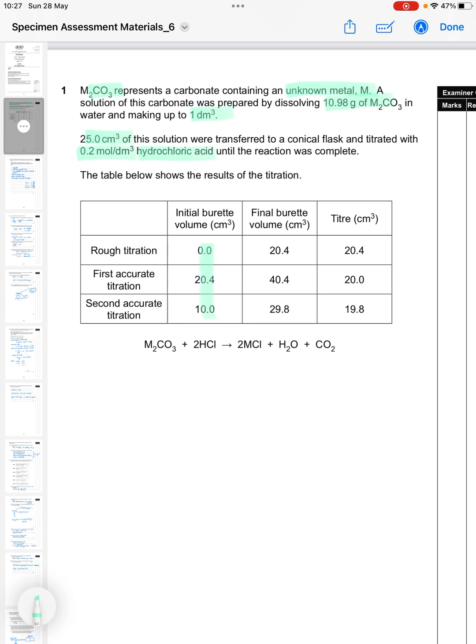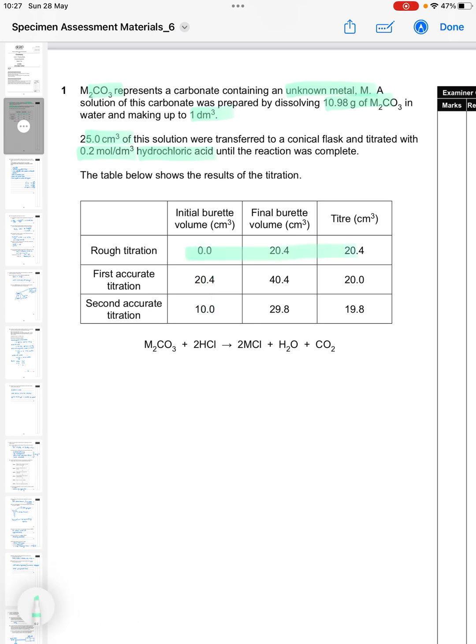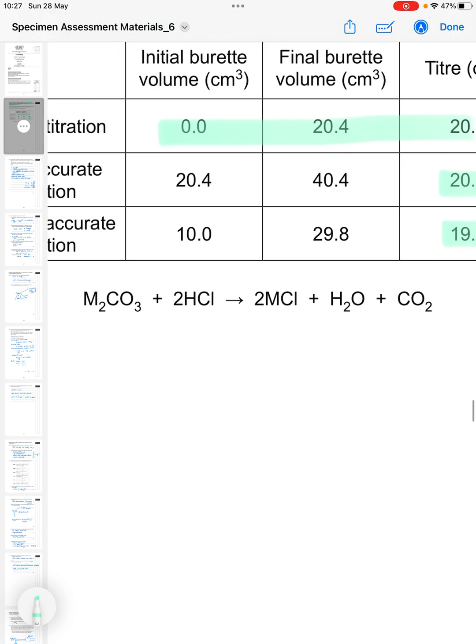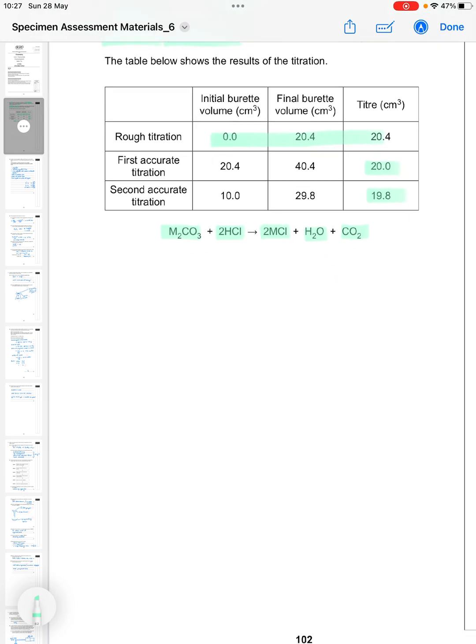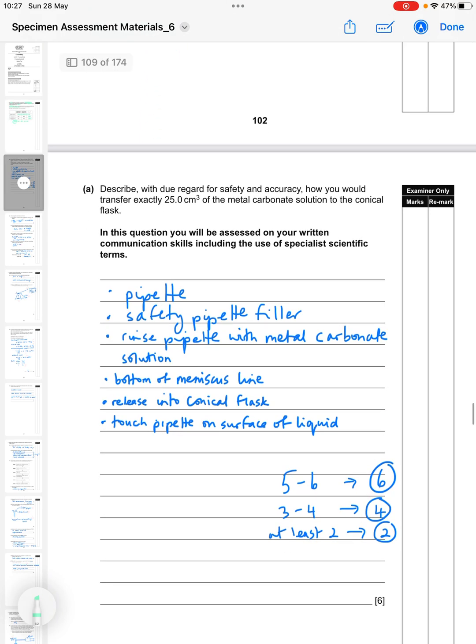You see here we have the rough titration here, and then the accurate ones 20 and 19.8, and then we have the equation for what's happening. So M2CO3 and 2HCl gives 2MCl, H2O and CO2. So probably important to note that the formula here is M2CO3.